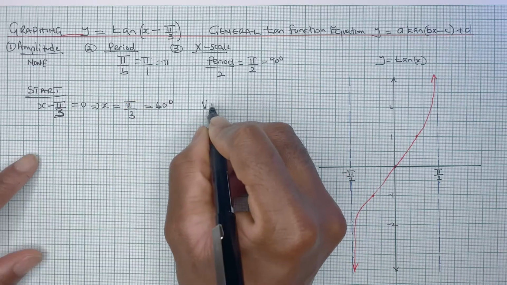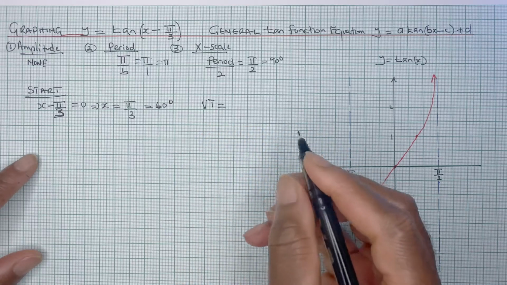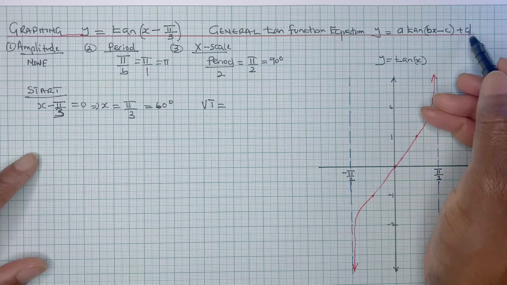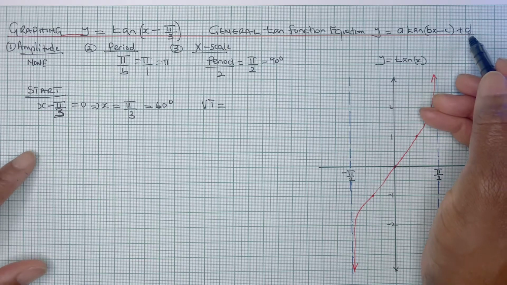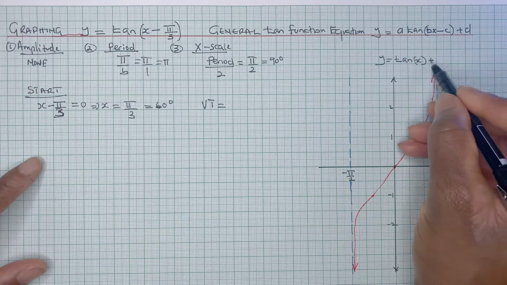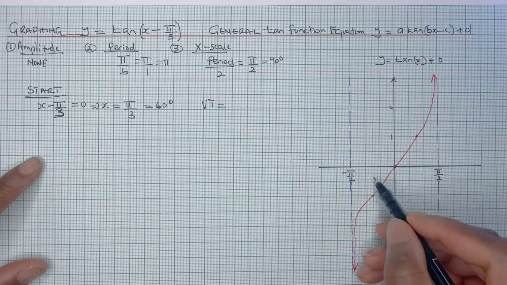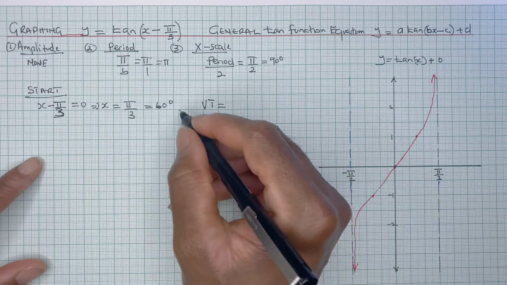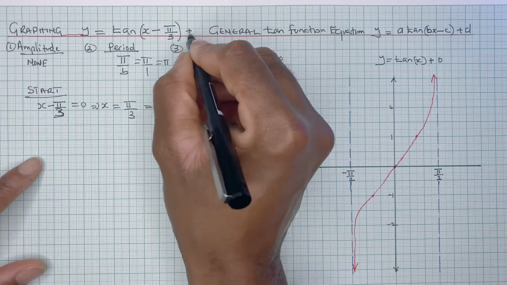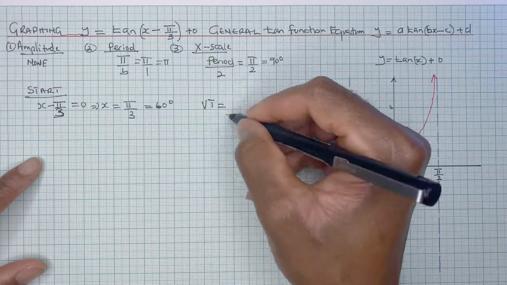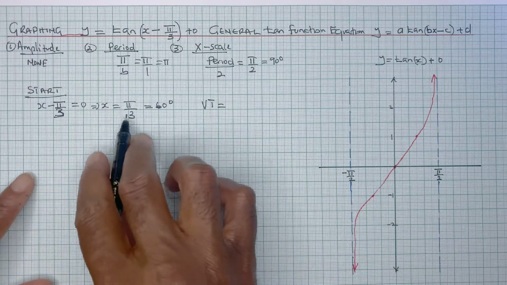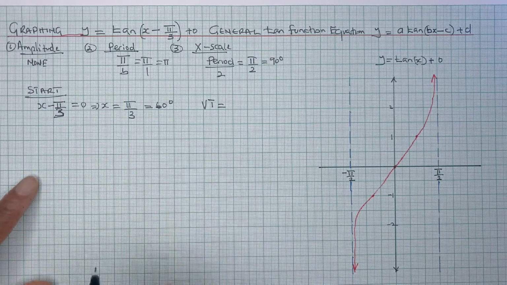And for vertical translation, we don't have any, because vertical translation is plus d, and d is 0 here. This is plus 0, so we're not going to shift the graph at all. It's just going to pass through its starting point at y equals 0.